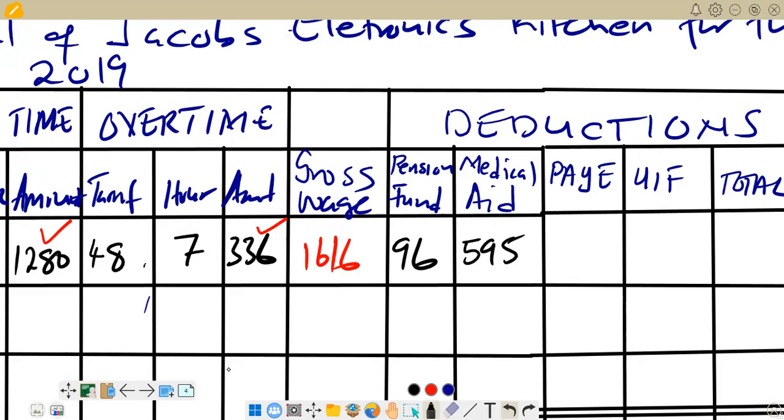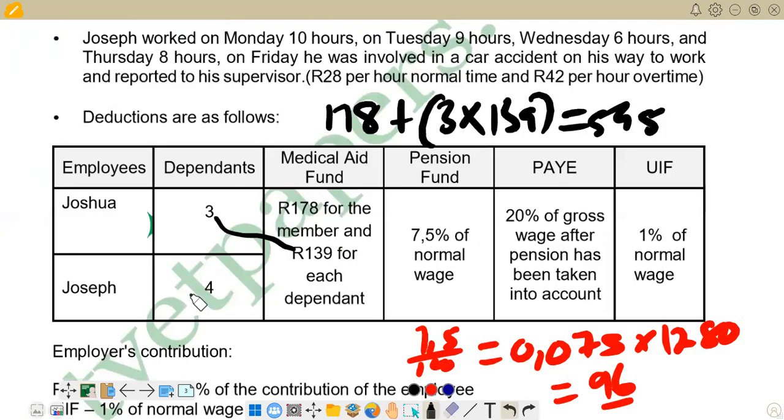595. Then we've got pay. This is our pay name. Then we go there to check how we should calculate it. Pay is given there as 10% of gross wage after pension has been taken into account.